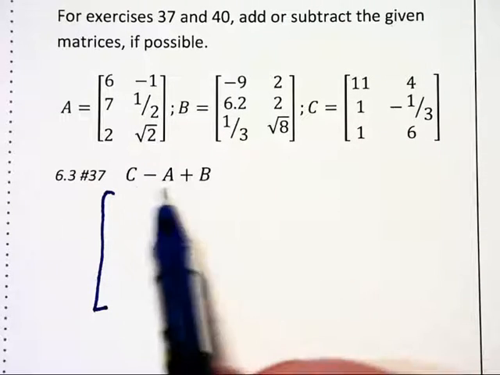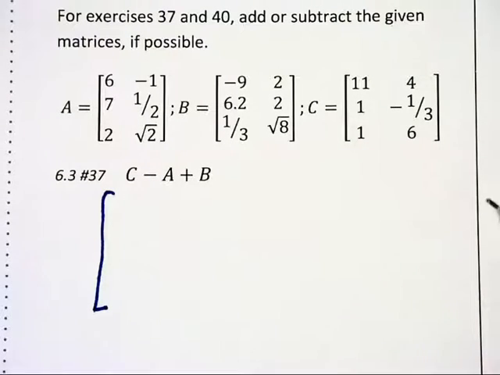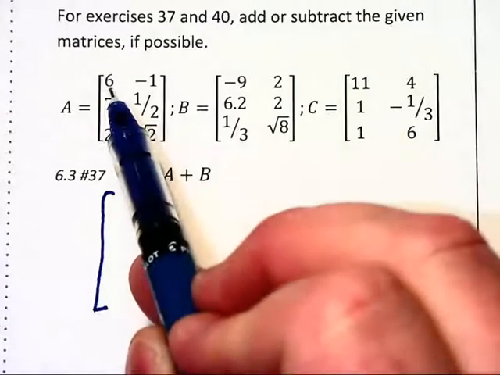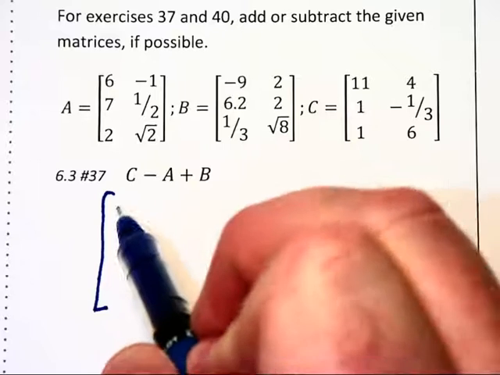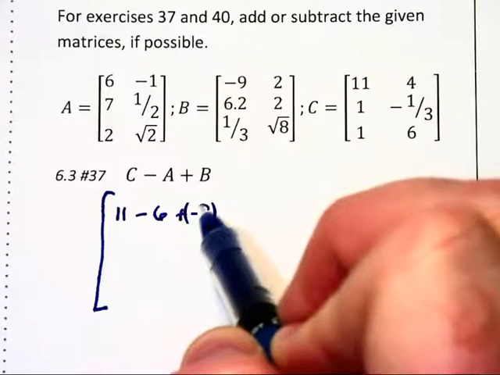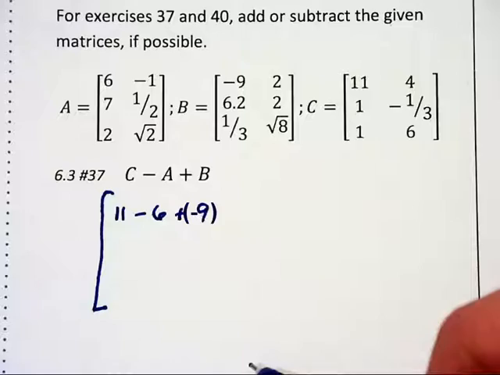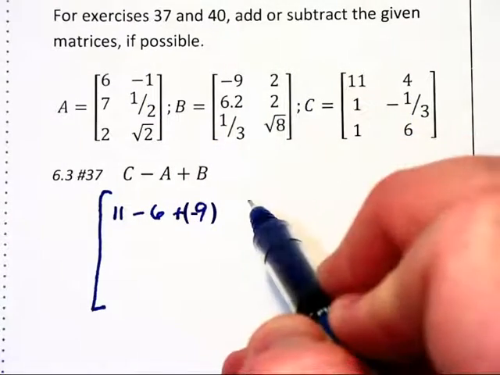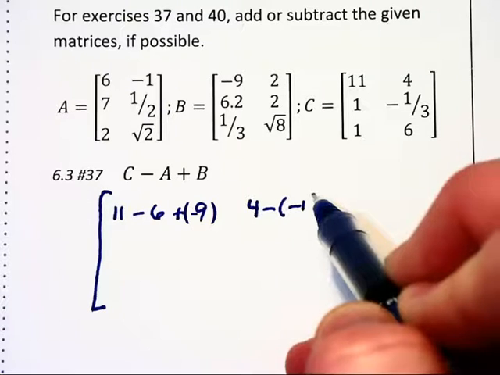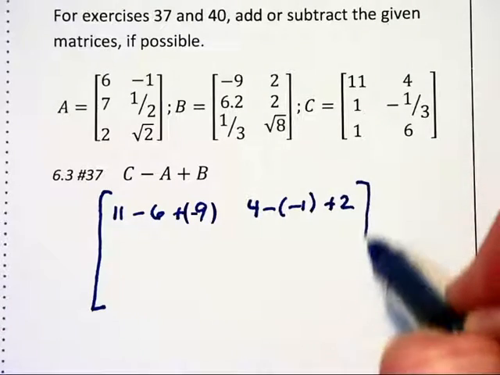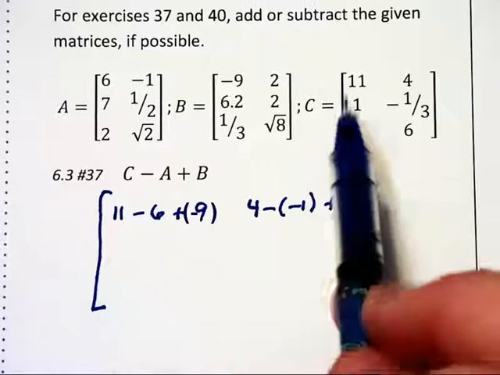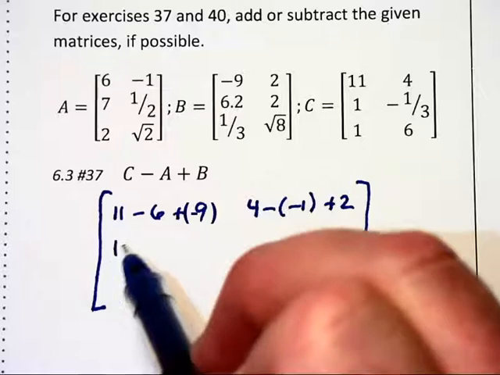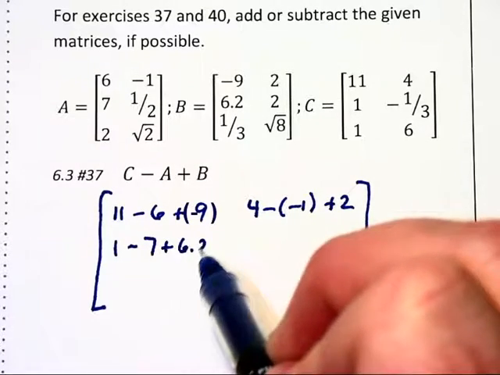We begin by going C minus A plus B, and we add them just in their matching positions. So 11 minus 6 plus 9 will be in the top left corner. In the top right corner it will be 4 minus a negative 1 plus 2. In the second row first position, 1 minus 7 plus 6.2.